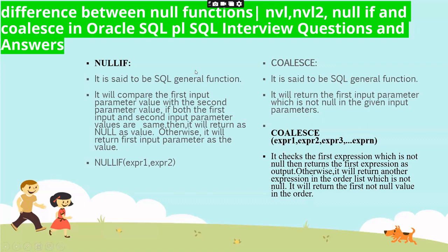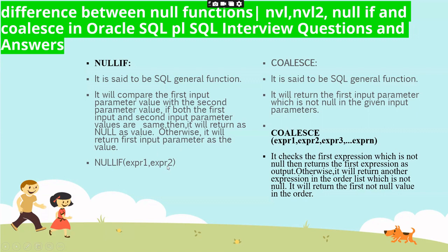So we will go through the NULLIF and COALESCE functions. NULLIF is said to be a SQL general function. It will compare the first input parameter with the second input parameter. If both the first and the second input parameter values are the same, then it will return null as the value. Otherwise, it will return the first input parameter.